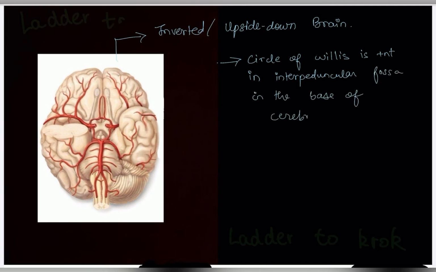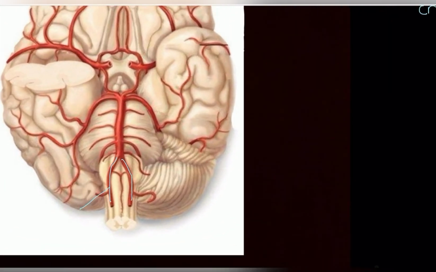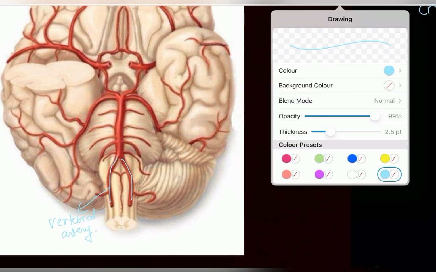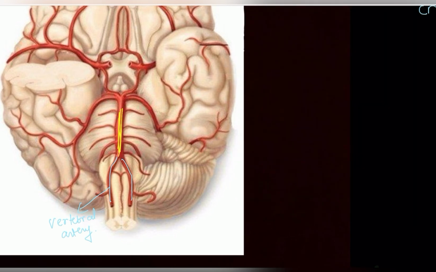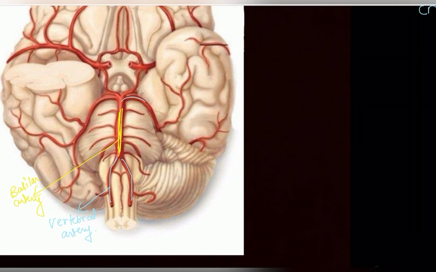Okay, so now quickly let's revise. So these are the, which artery? This is the vertebral artery. These were passing from the transverse foramen. These vertebral arteries merged together to form what? They form the basilar artery, right? Now this basilar artery is giving off a branch, right? This is the posterior cerebral artery.